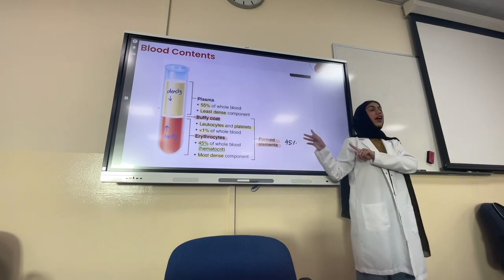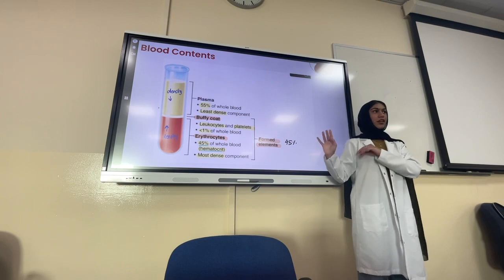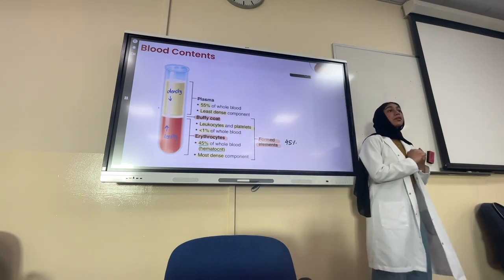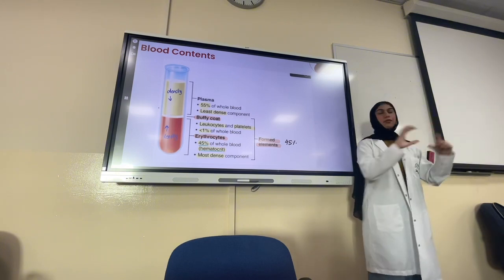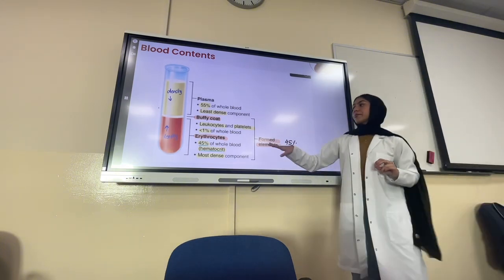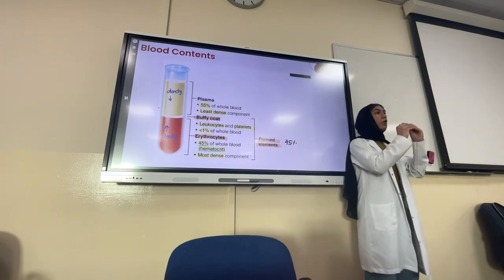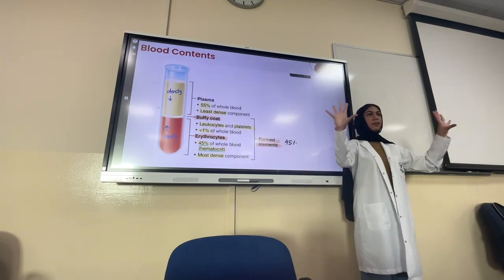Here, percentages are actually important, so don't ignore them, okay? Usually we ignore numbers, but here they are important. Okay, 55% of this is going to be plasma, right? And it's the least dense. Now, at the bottom, the dense component is called formed elements. Together, we term it formed elements.